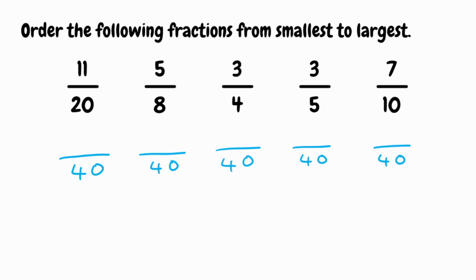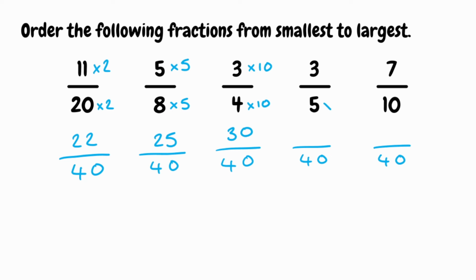So to get to 40, we must have done 20 multiplied by 2, which means we do the same to the top. So 11 times 2 gives us 22. To get from 8 to 40, we must have multiplied by 5, which means we do exactly the same to the top. So 5 multiplied by 5 gives us 25. To get from 4 to 40, we must have multiplied by 10. So multiplying the top by 10, 3 times 10 gives us 30.